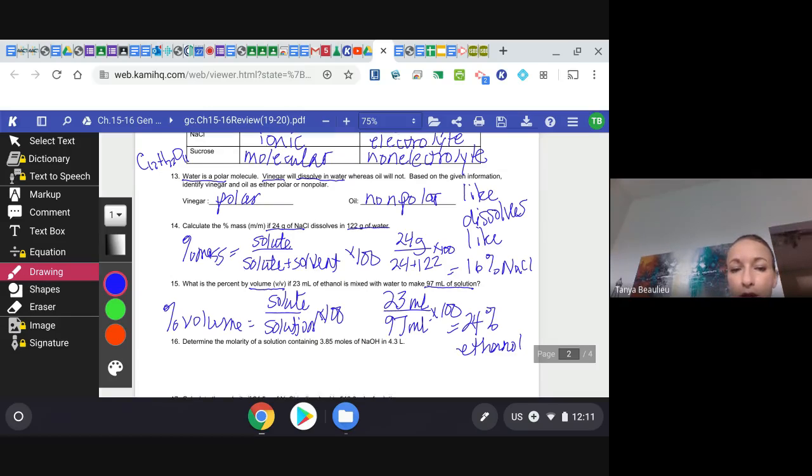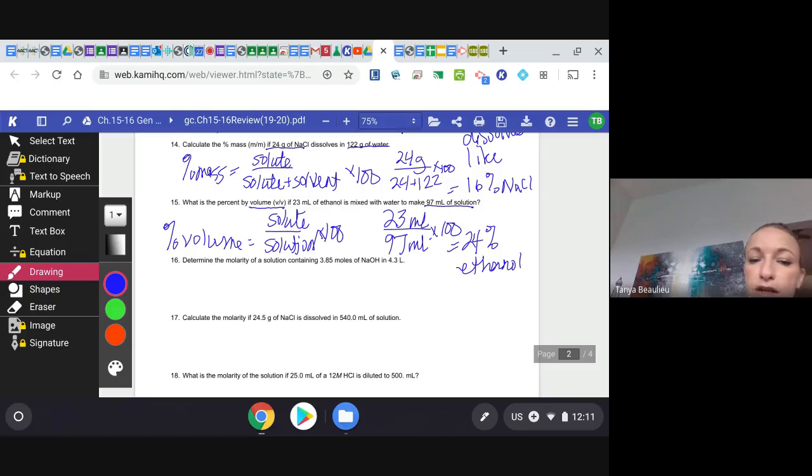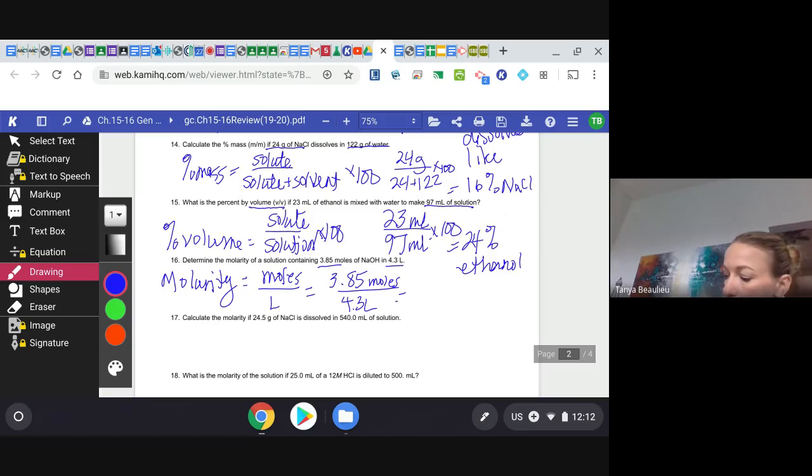Now, molarity is one in which I've had a lot of people struggle with. Molarity is a pretty simple equation. It's going to be the moles of your solute divided by the liters of your solution. Now, this problem, I give you moles and I give you liters. So this is a pretty straightforward, simple problem. 3.85 moles divided by your 4.3 liters is going to leave you with 0.90. Molarity is represented with a capital M, molar sodium hydroxide.